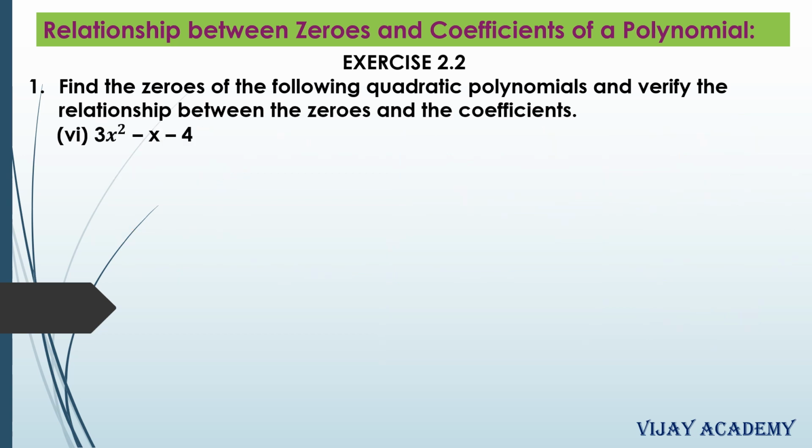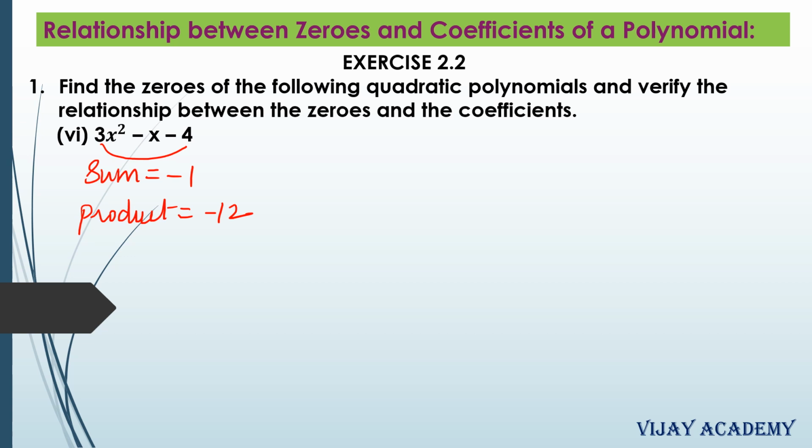And the last question is 3x square minus x minus 4. So here the sum is minus 1. It's already in the standard form. And the product is 3 into minus 4. 3 into minus 4 is minus 12.